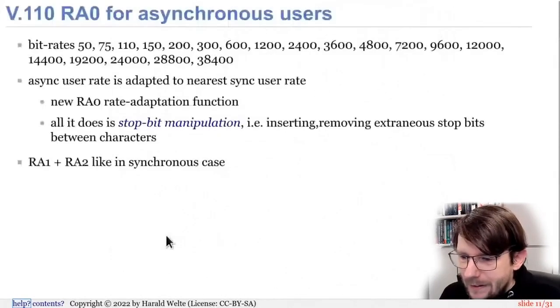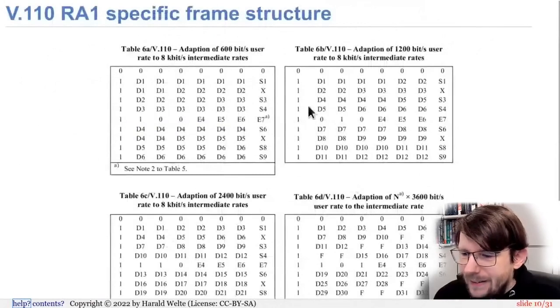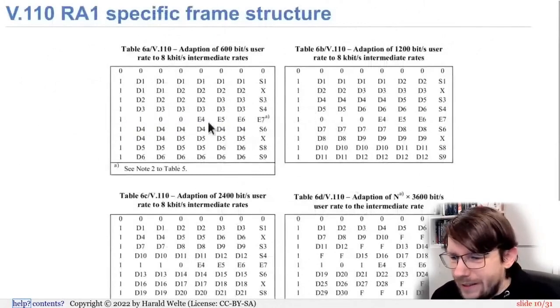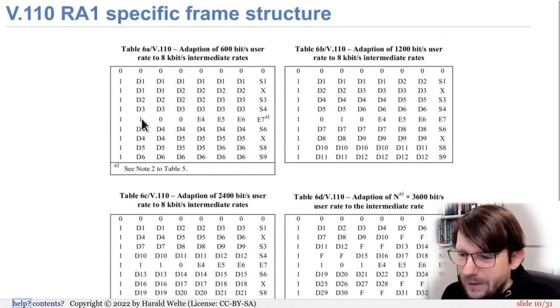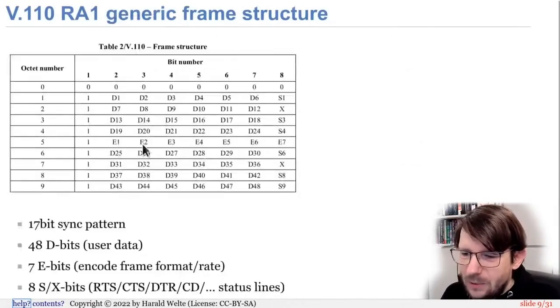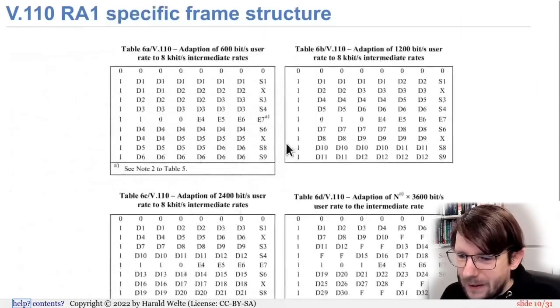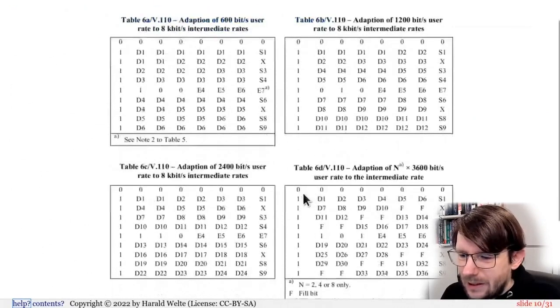What I didn't cover in a separate slide: the first 3 E bits. If you remember, the generic frame structure says there is E1, E2, E3, and then up to E7. Here E1 to E3 are always fixed, and they actually tell you which adaptation frame format is used. So when you receive a frame, you can look at those 3 E bits, and then you know, oh, this is a 600-bit or a 1200-bit rate adaptation.